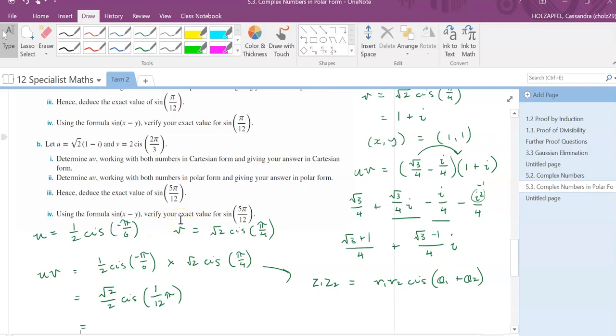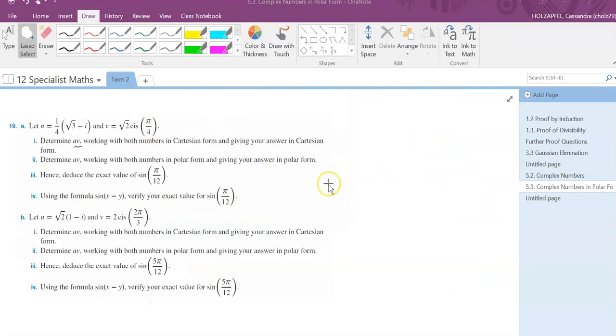Hence, deduce the exact value of sine pi on 12. So let's clear all this stuff up, and then I'm going to come back and show you the solution. Okay, this is about to get ugly.